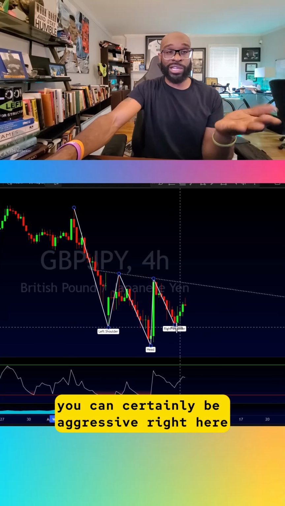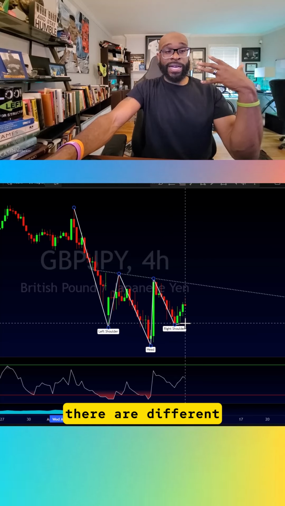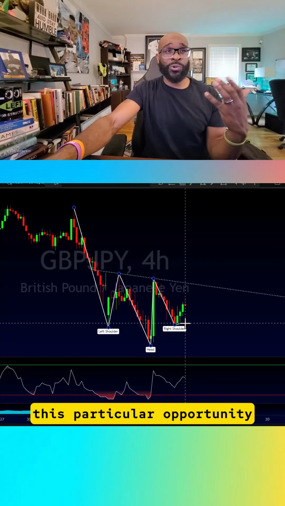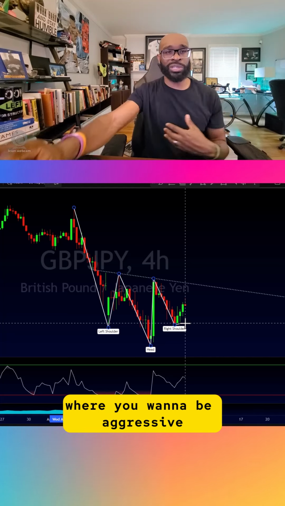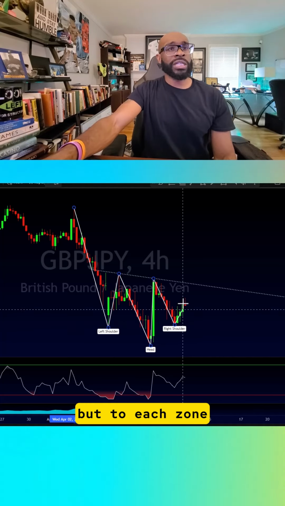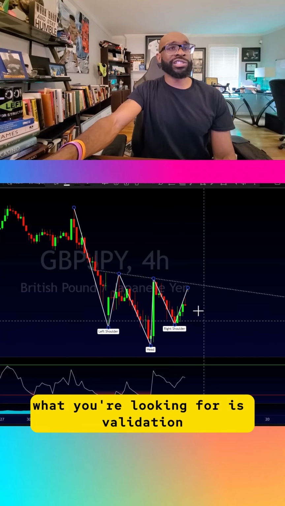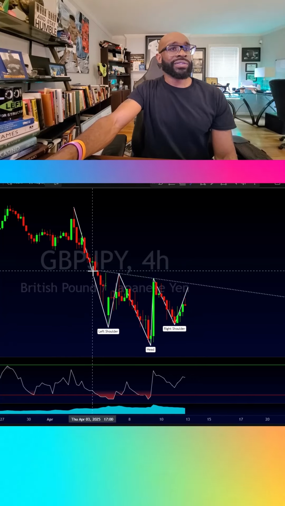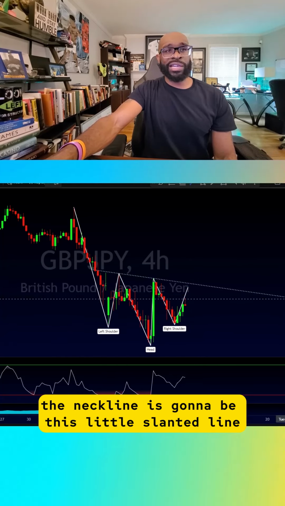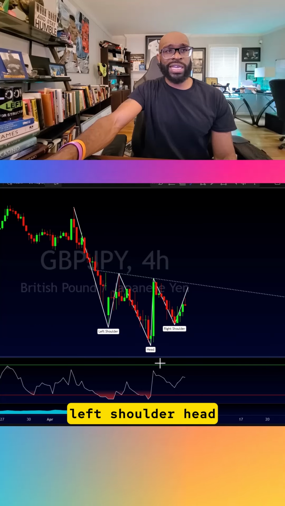Now, what we're looking for to validate our head and shoulders pattern is this. You can certainly be aggressive right here. There are different techniques and strategies for doing so. This particular opportunity doesn't meet what we would call the Cody special, where you want to be aggressive, but to each his own. What you're looking for is validation, and validation comes in the form of a violation of the neckline. Now, the neckline is going to be this little slanted line right here, right? Left shoulder, head, right shoulder.